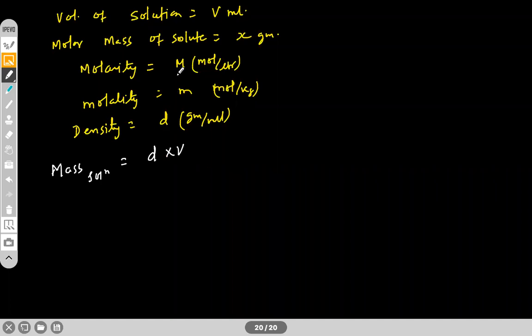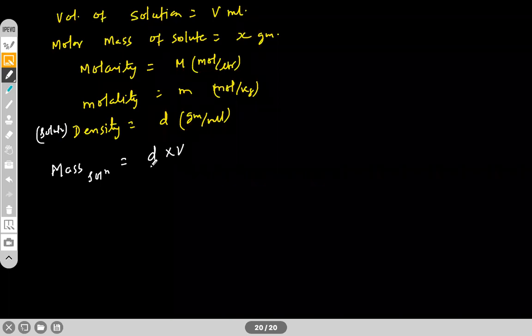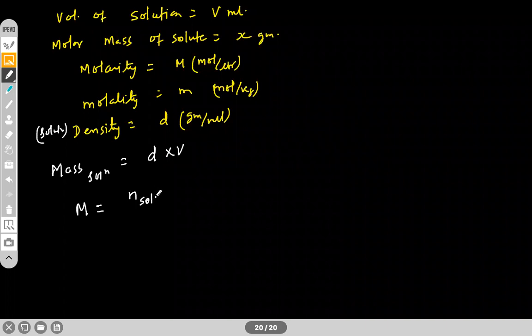Density of solution into the volume of solution, because it is the density of solution, right? This is for solution. So solution and solution we can multiply. D into V gives you mass of the solution. Now molarity is what? Capital M is the molarity. It is the number of moles of solute by volume of solution. Volume of solution is V, that too in ml, into 1000.